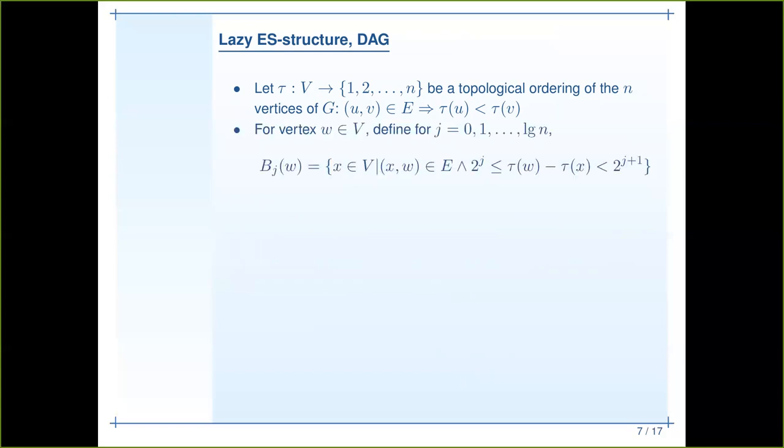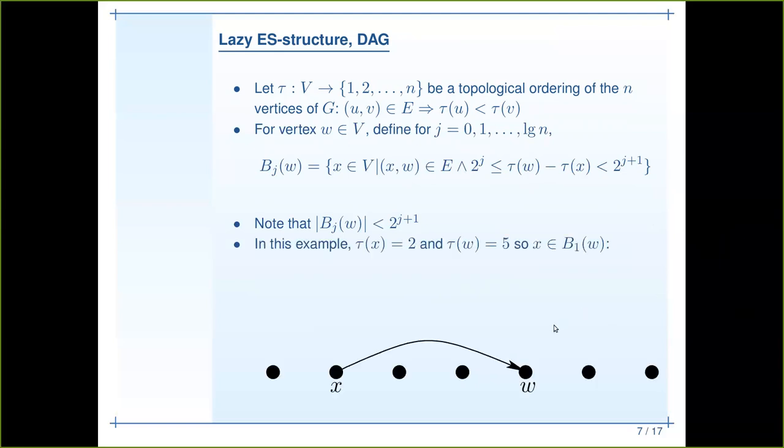Let tau be a topological ordering of the vertices of G. Now for each vertex W and for each J from 0 to log n, define Bj of W to be the set of vertices X where there's an edge from X to W. So you can think of X as a potential parent to W, and such that the topological difference between W and X is roughly 2 to the J. Now notice, because of these inequalities here, that the size of Bj of W must be less than 2 to the j plus 1.